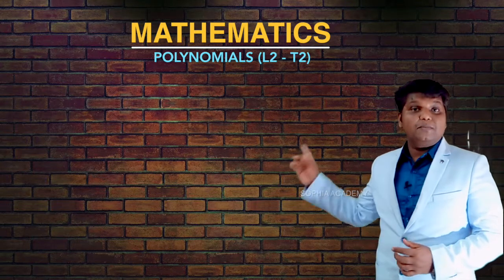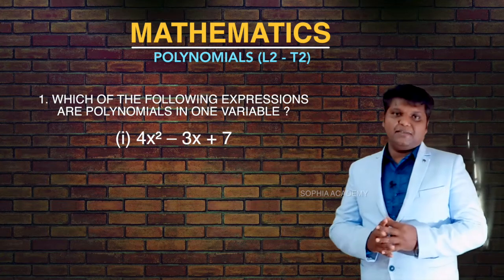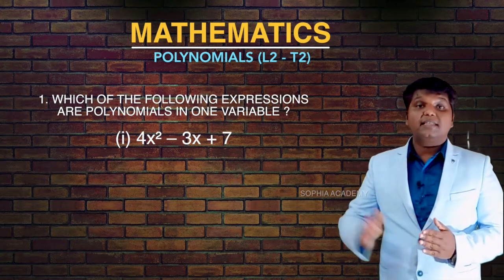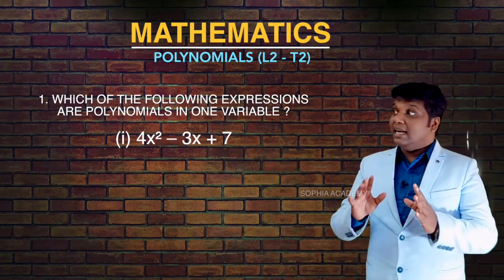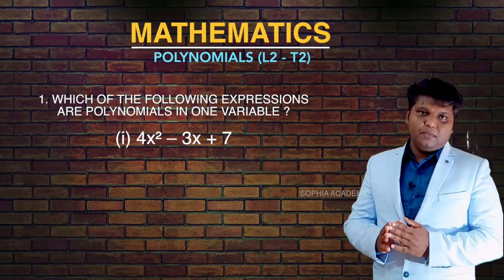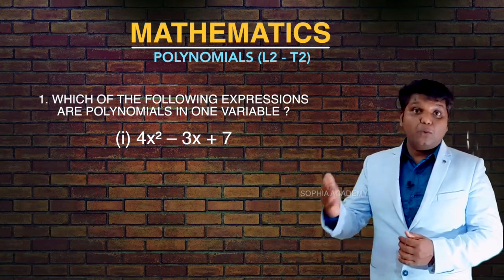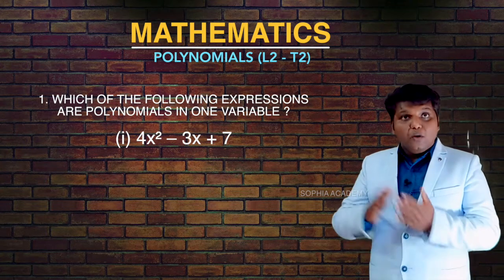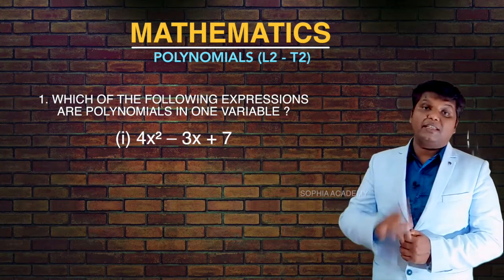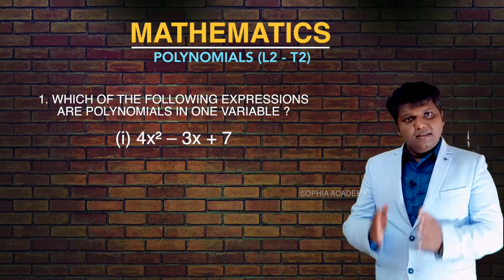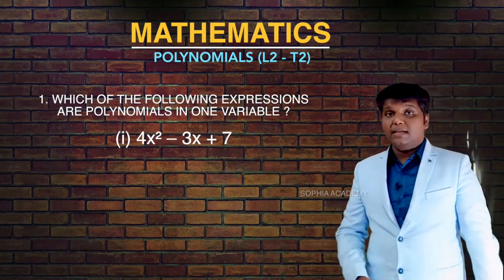The very first question, number 1: 4x square minus 3x plus 7. Is this a polynomial? Yes, it is a polynomial. Why? Because let us check the powers of each term. In 4x square, the power is a whole number: x square means 2. What is the second term? 3x. The power of x is 1. So we can say the given algebraic expression is a polynomial, right? That much we understood.